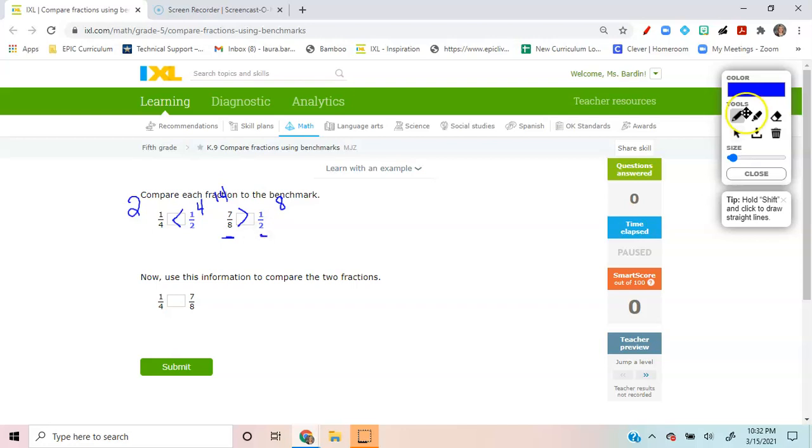So in this IXL, it says do this math, and let's go ahead and add our symbols in. So we know that 1/4 is less than 1/2. We also just told ourselves that 7/8 is greater than 1/2. Let me just give you another hint.